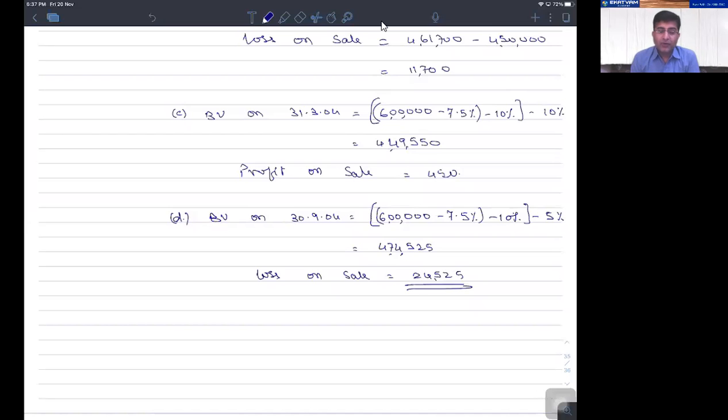Yes, Neha, for case B, it is 30th September 2003. It's absolutely correct. 30th September 2003 comes in the financial year 2003-4 or not? Neha, financial year 2003-4 starts from 1st of April 2003 and ends on 31st March 2004. Yes or no?